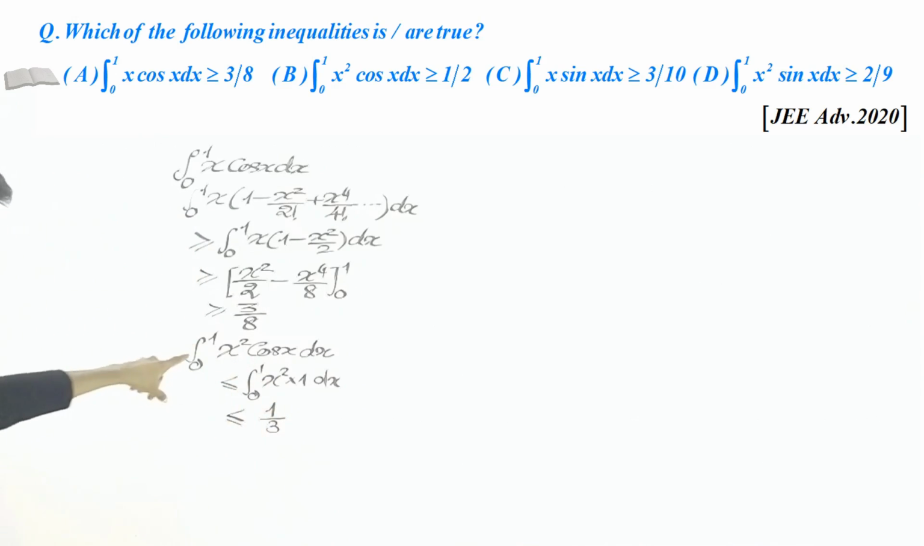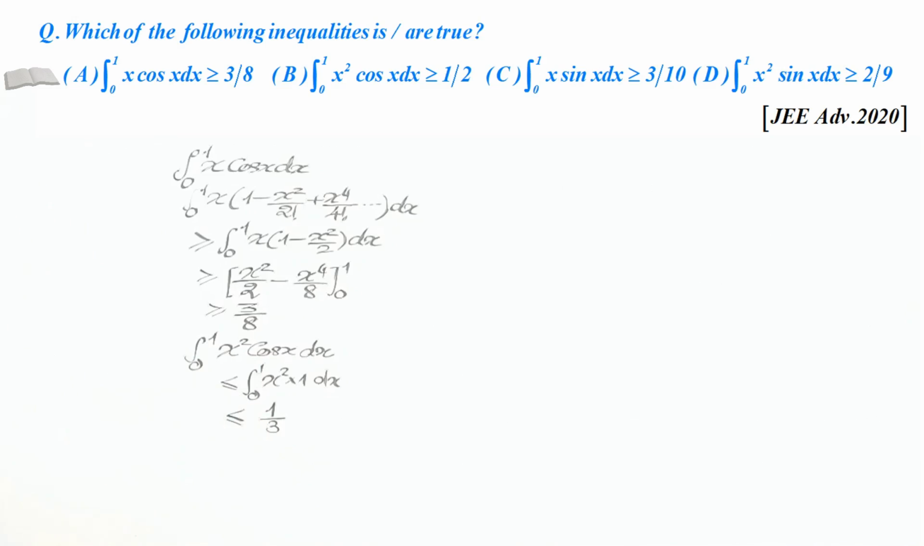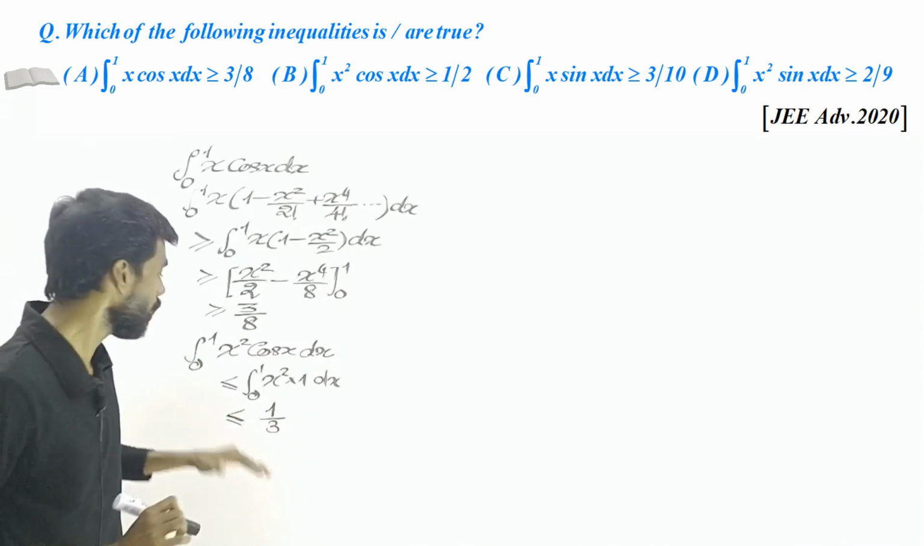So this second integral, x square cos x, is less than or equal to 1 by 3, right? So it is definitely not greater than or equal to 1 by 2, because it is already less than or equal to 1 by 3, so it is not greater than or equal to 1 by 2, so that is not possible. You understand? So that is rejected.